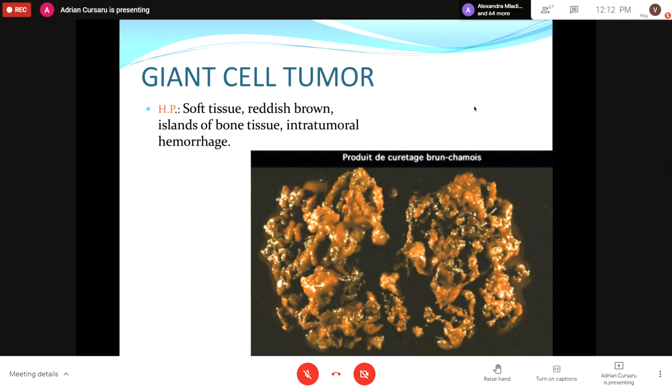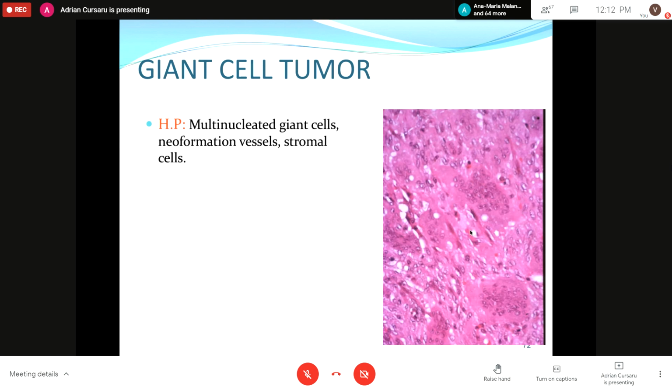It is soft tissue, reddish brown, with islands of bone tissue and intratumoral hemorrhage. It is very important, that reddish brown color and the intratumoral hemorrhage that we are seeing on the histopathological examination.